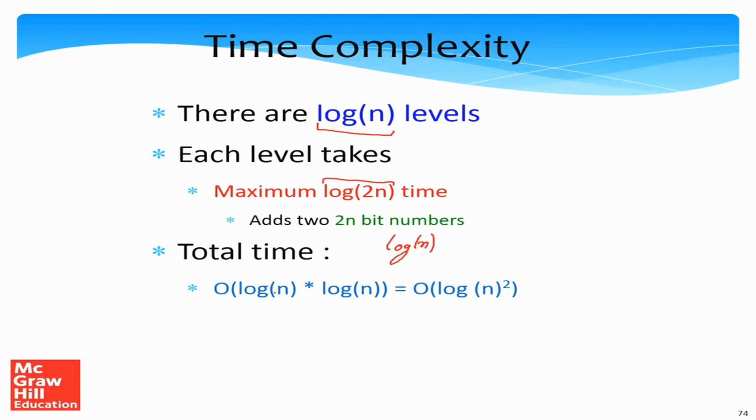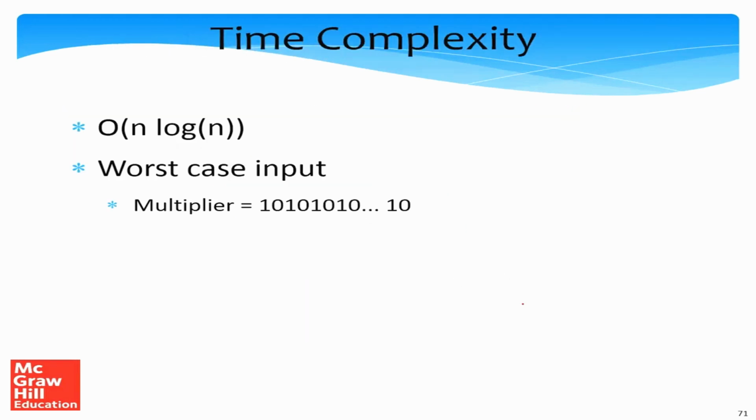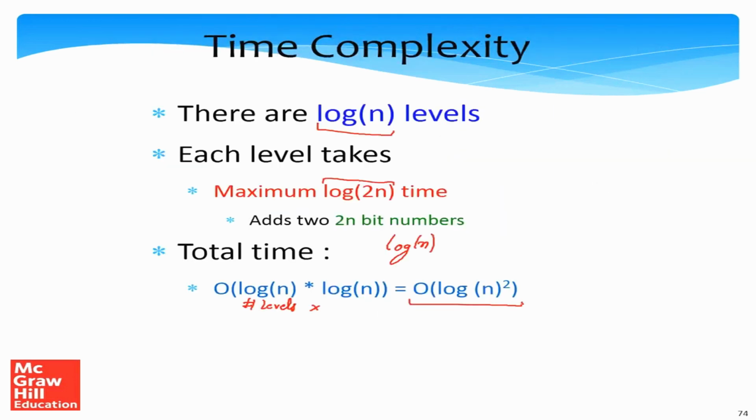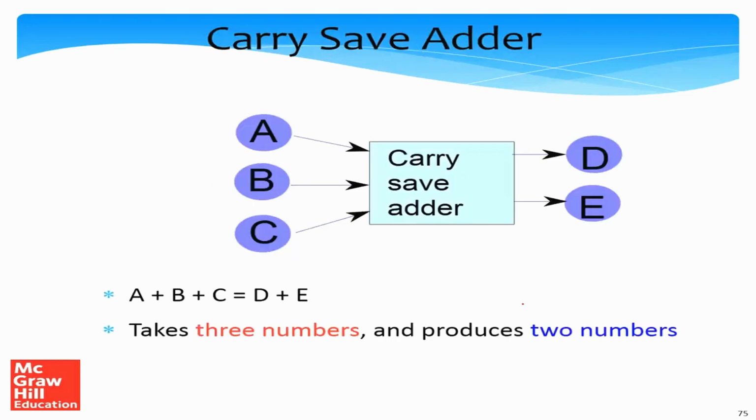So the total time taken is the number of levels multiplied with the time per level, which is log n times log n, which is order of log n square. So this is the complexity with our new multiplier, and this is significantly better than our previous complexity, which was order of n log n. Log n square is much better than n log n, so this is a far faster multiplier in that sense, but we can do better. We can do much better as it turns out.